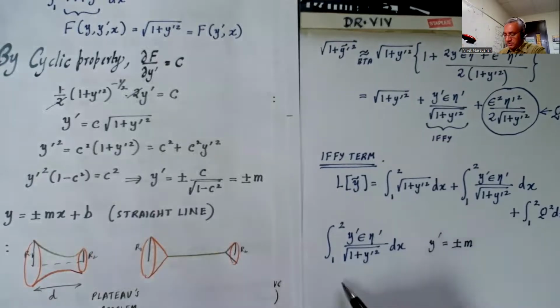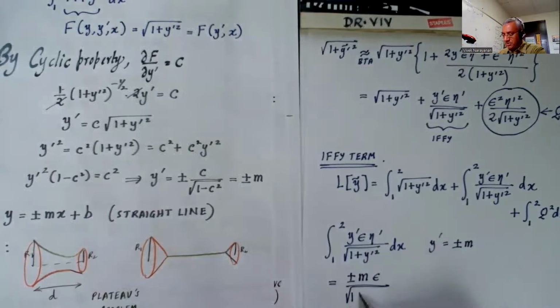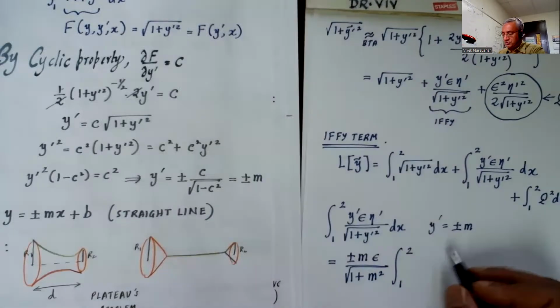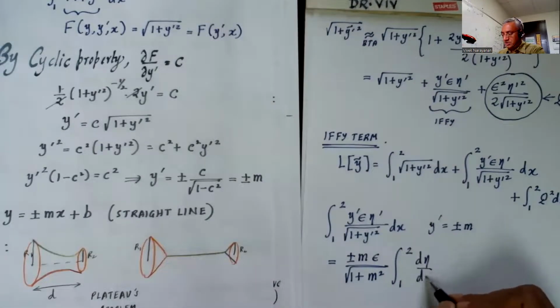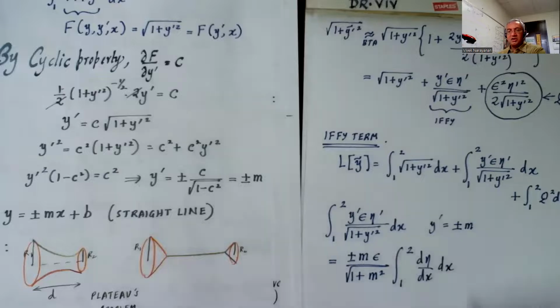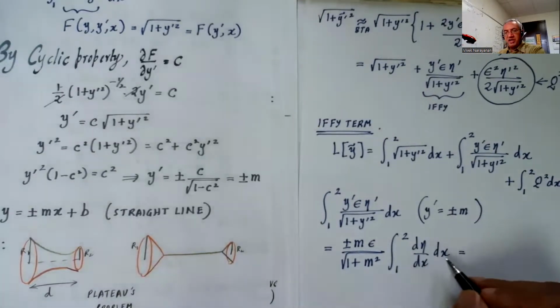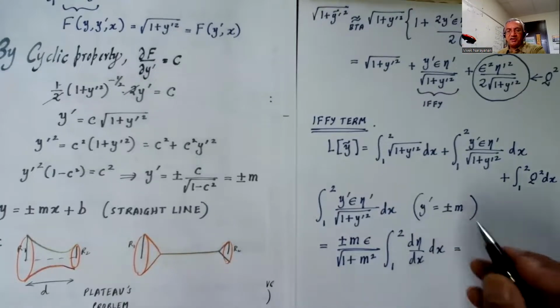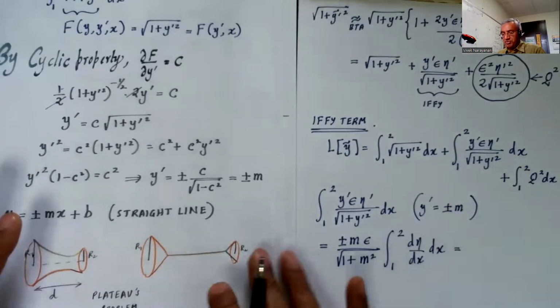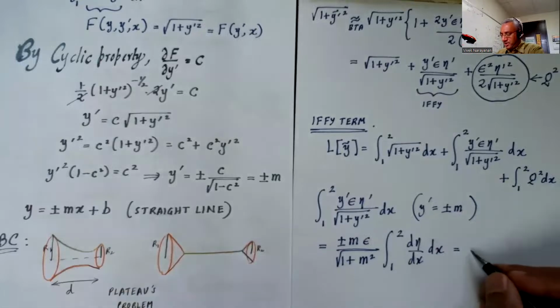So let's evaluate this. I get plus or minus m epsilon divided by the square root of 1 plus m squared, times the integral from 1 to 2 of eta prime, which is d eta by dx, dx. Well, d eta by dx, dx is just d eta. And when you integrate d eta, you just get eta at the final point minus eta at the initial point by the fundamental theorem of calculus.